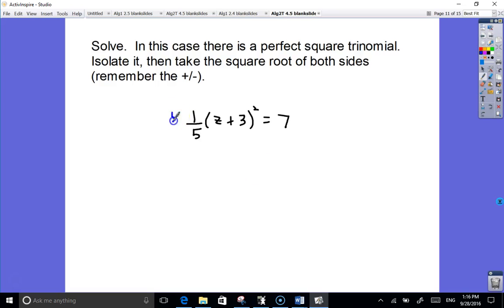So multiply times 5, multiply times 5. So now we've got z plus 3 squared equals 35. Okay, then at that point, take the square root of both sides.